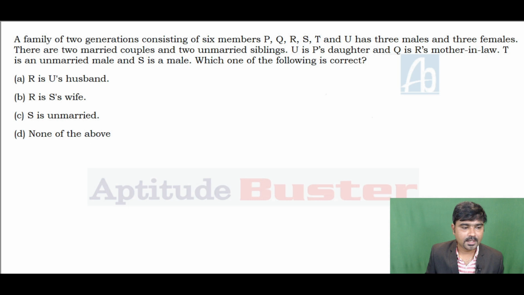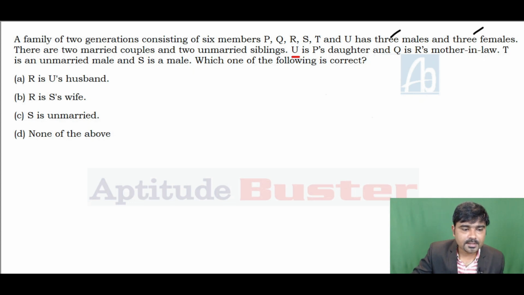A family of 2 generations consists of 6 members. P, Q, R, S, T and U has 3 males and 3 females. There are 2 married couples and 2 unmarried siblings. U is P's daughter and Q is R's mother-in-law. T is an unmarried male and S is a male. Which of the following is correct?